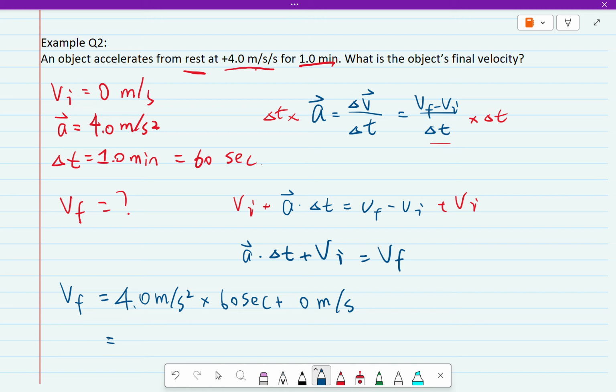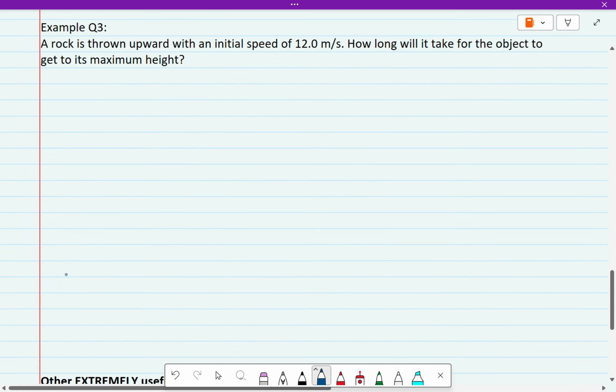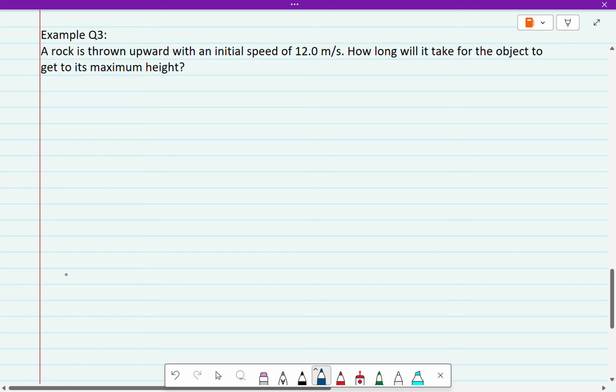And after a simple calculation, we will have the final velocity at 240 meters per second. Example question 3. A rock is thrown upward with an initial speed of 12 meters per second. How long will it take for the object to get to its maximum height?